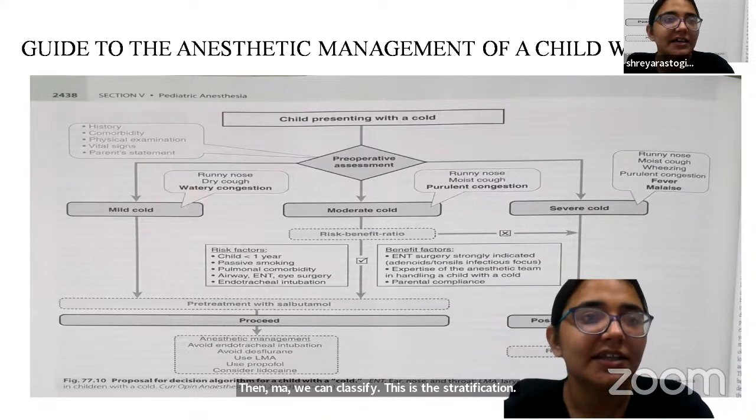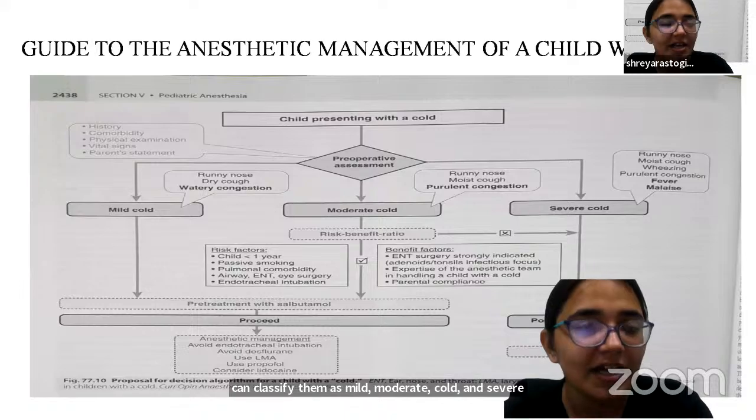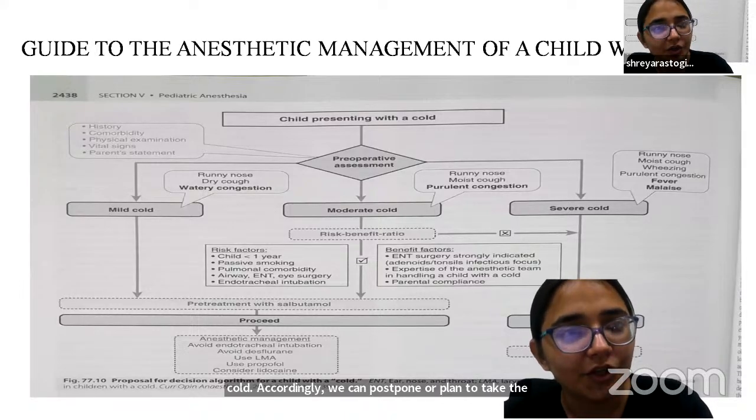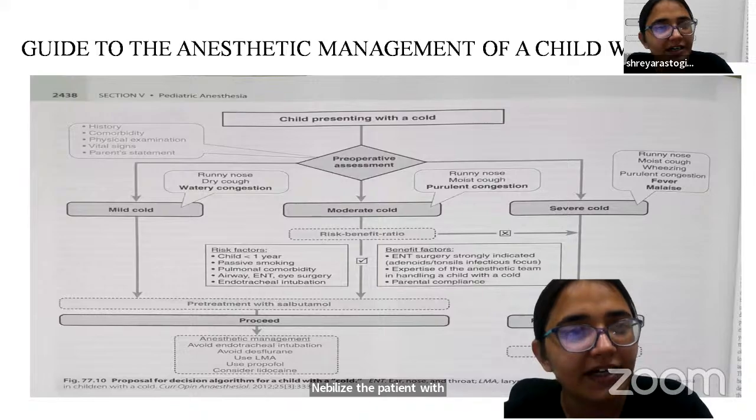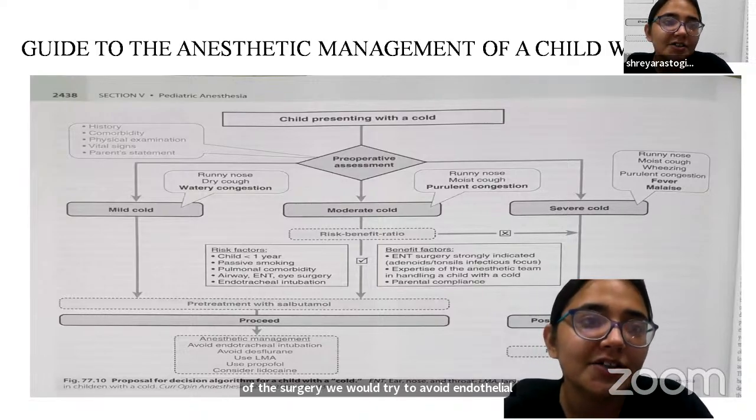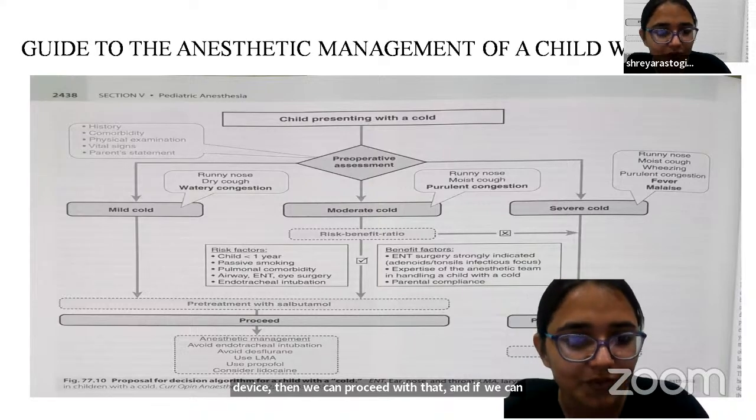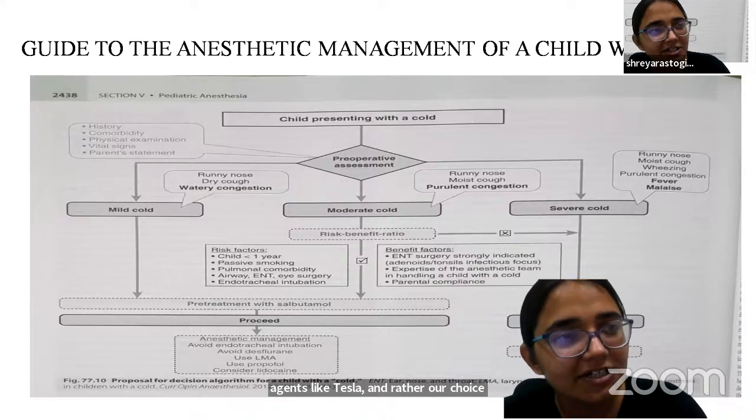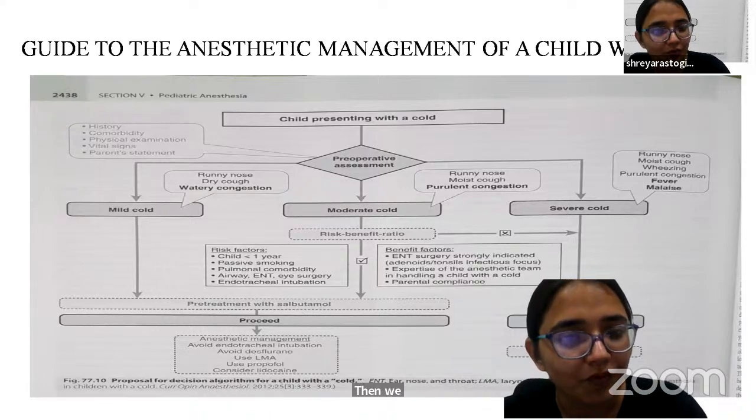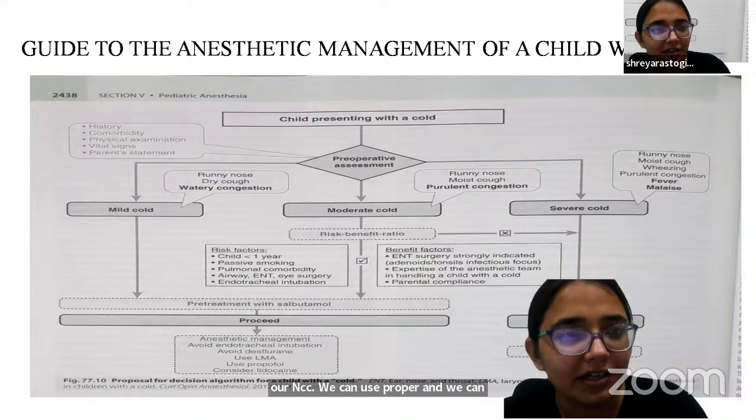If it is a mild cold, with a clear runny nose and dry cough, and no fever and no wheezing, then we can take the patient for surgery with optimization, such as nebulizing the patient with salbutamol. During the surgery, we would try to avoid endotracheal intubation. If we are able to use a supraglottic airway device, we can proceed with that, and if we can perform the surgery with bag and mask ventilation, it is a good option. We should avoid pungent or irritant inhalational agents like desflurane, and our choice should be sevoflurane. Inhalational induction should be the choice. We can use propofol, and we can also use lignocaine jelly, but try to avoid topical lignocaine.